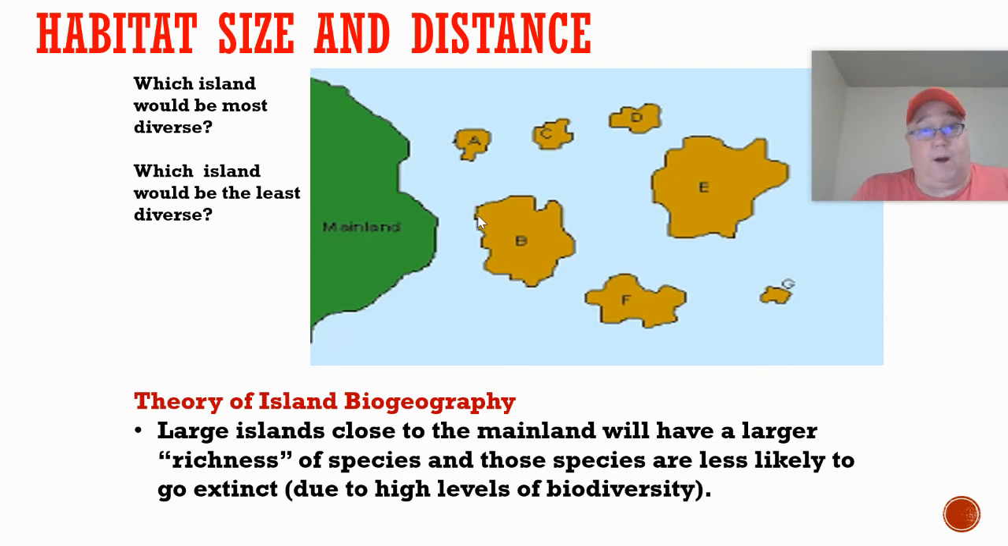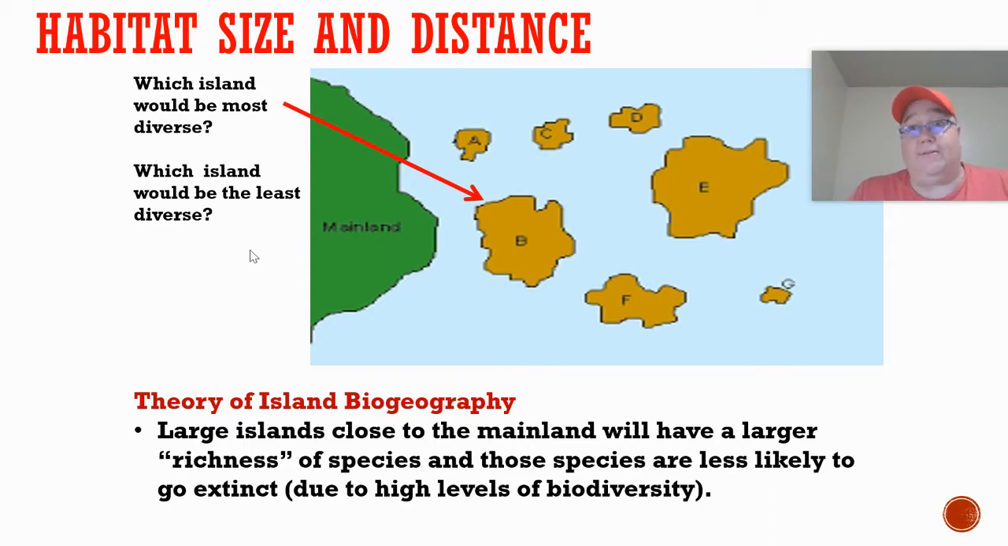So I would probably say that island B would end up being the one that has the most biodiversity. It's the most diverse because that's where most of those species would migrate to. I'm not saying that species can't migrate to island A or C or any of these other ones, but since this one is the largest and it's the closest, it would be the one where most of those species would go. Now, which island would be the least diverse?